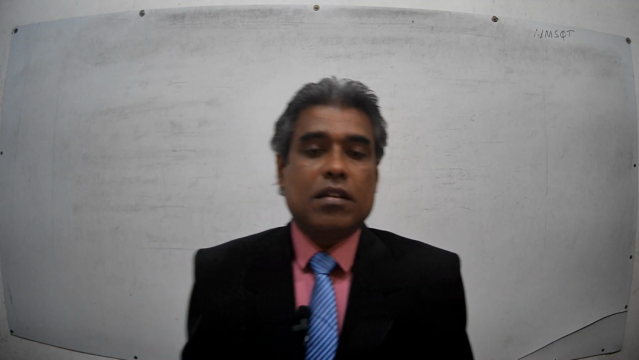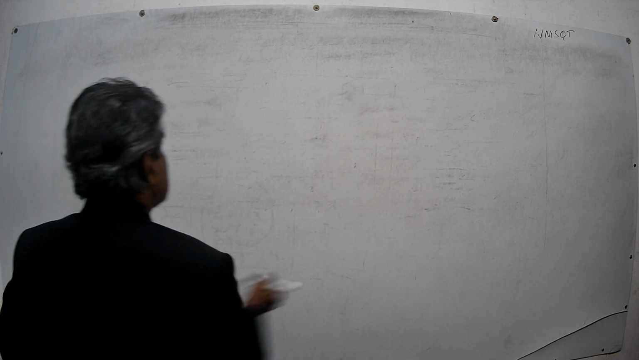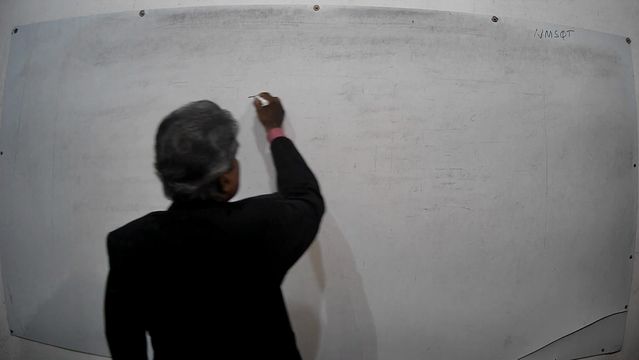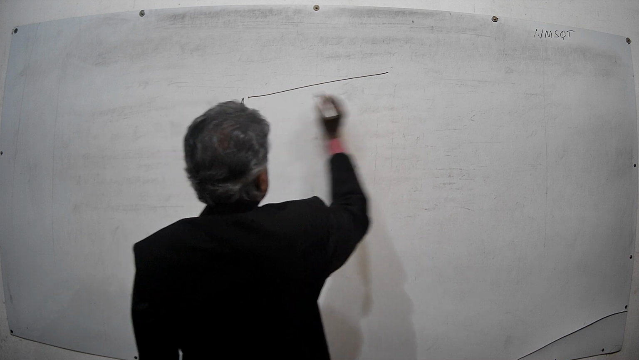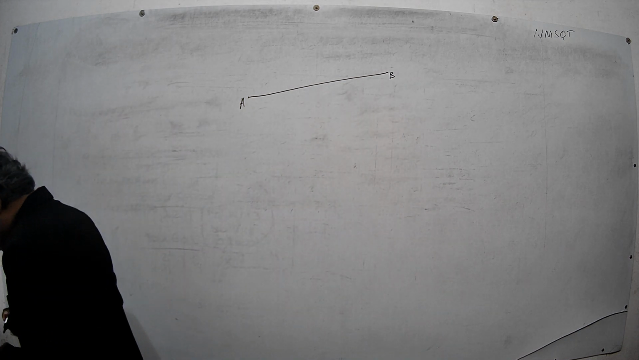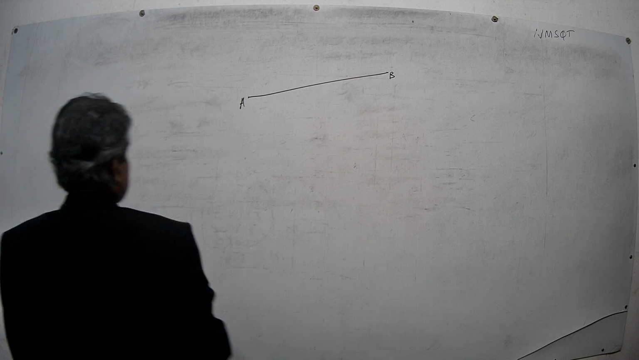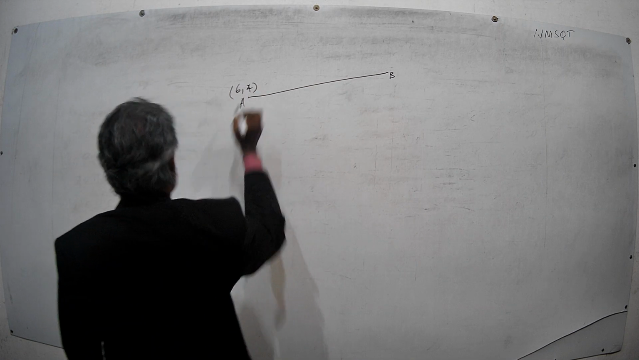Question number 6 says the points A and B are on a coordinate grid. They say the coordinates of A are (6, 4). These are the coordinates of A.